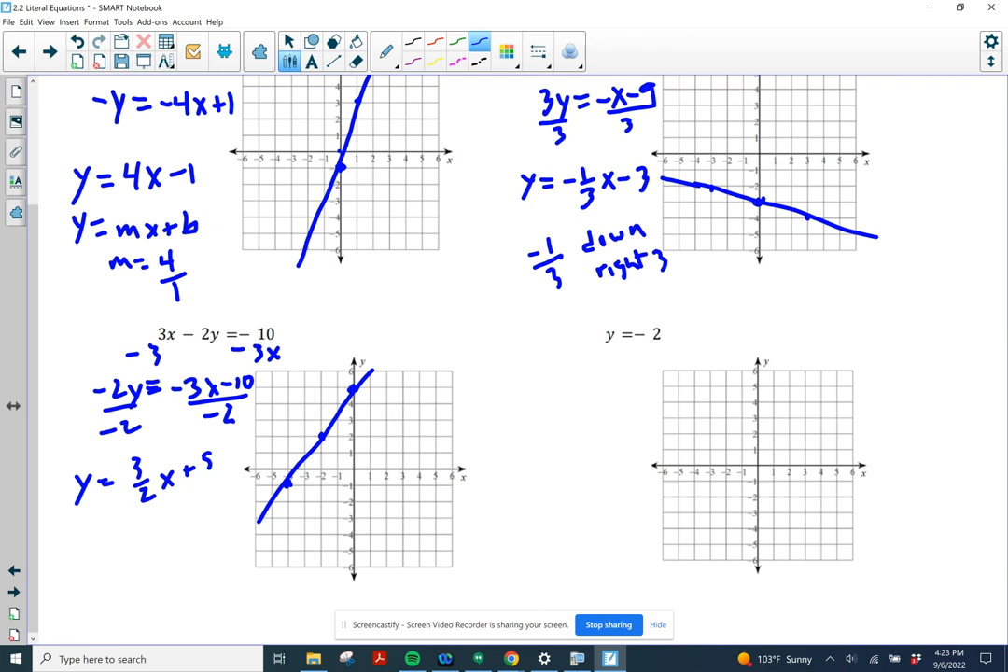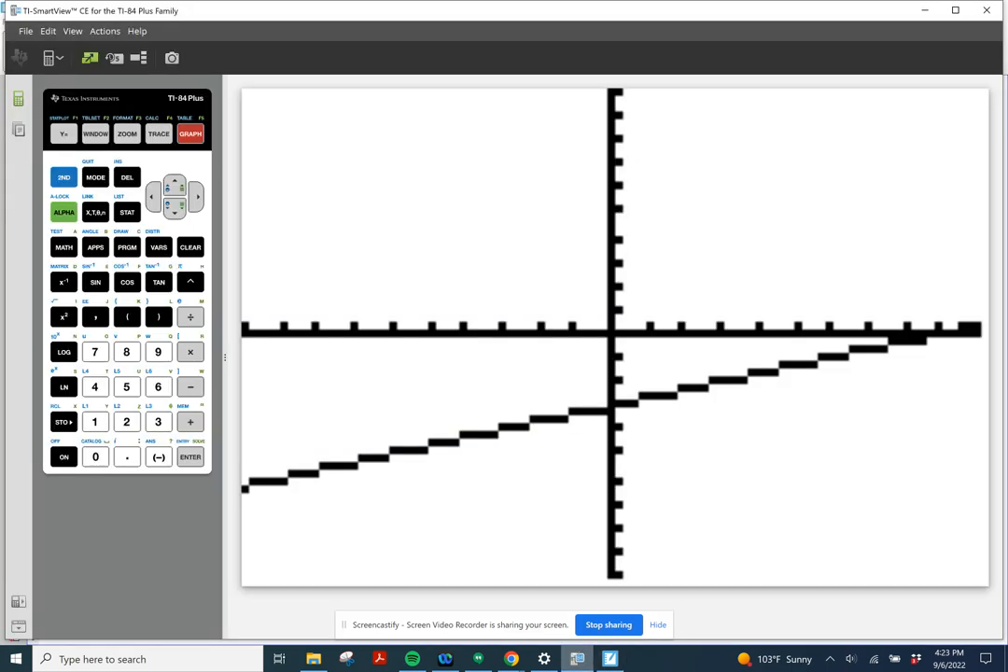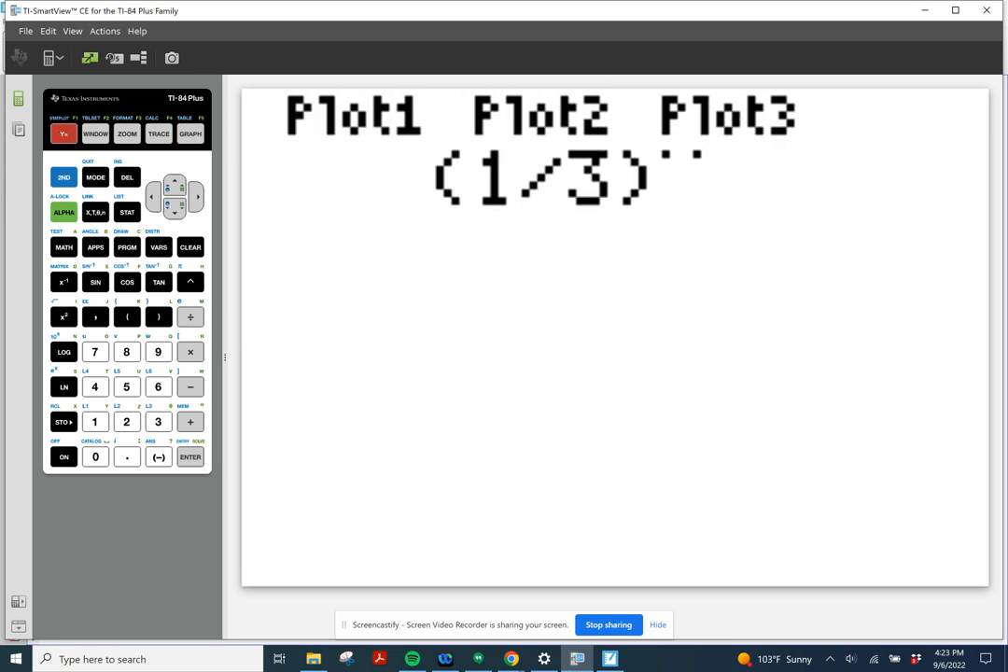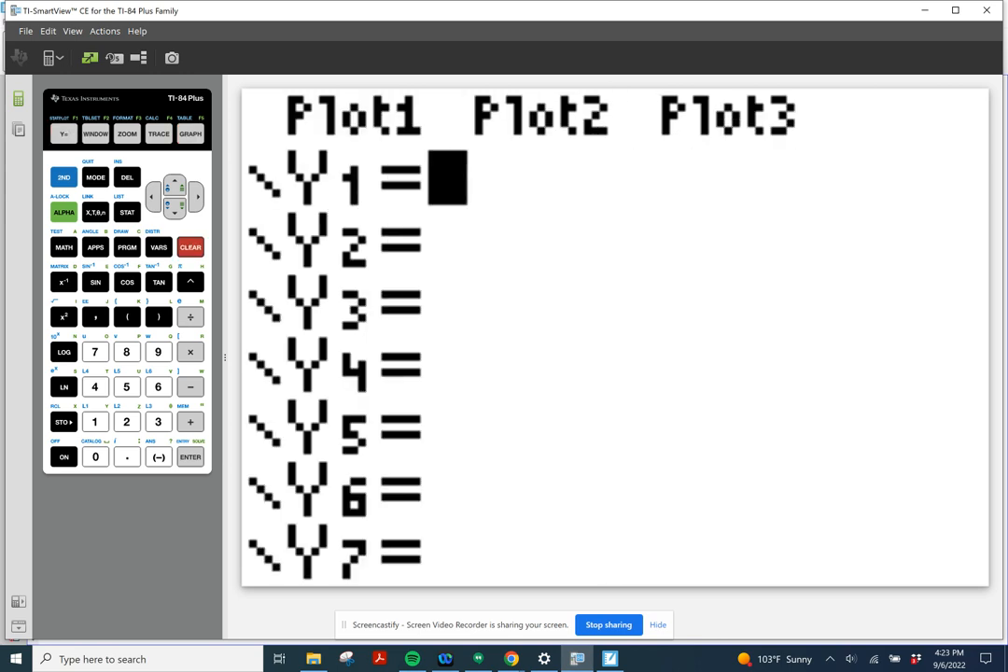Okay, the next one, y equals -2. There's no solving to do. I'm going to grab my calculator and I'm going to graph y equals -2. So I'm going to go to my y equals. I'm going to clear out what I have, so just push the clear button. I'm going to type in -2, not the subtraction sign, but the negative button.